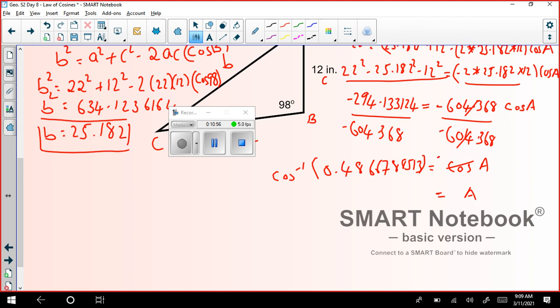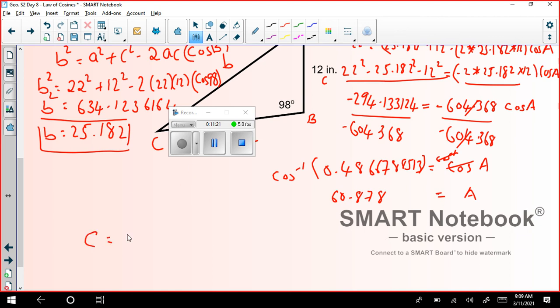If I do cos inverse here, these two will get crossed out, cos inverse and cos, so I'll just have cos inverse of this particular value, which is going to be 60.878. And make sure the mode is in degrees, otherwise we may get a wrong answer.